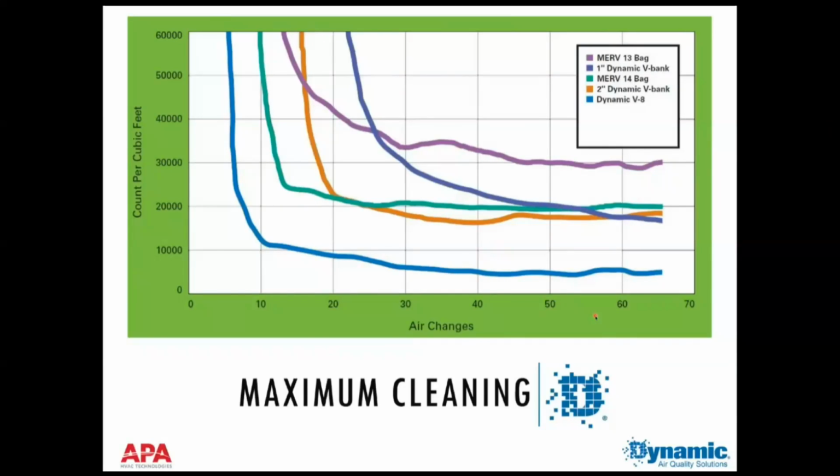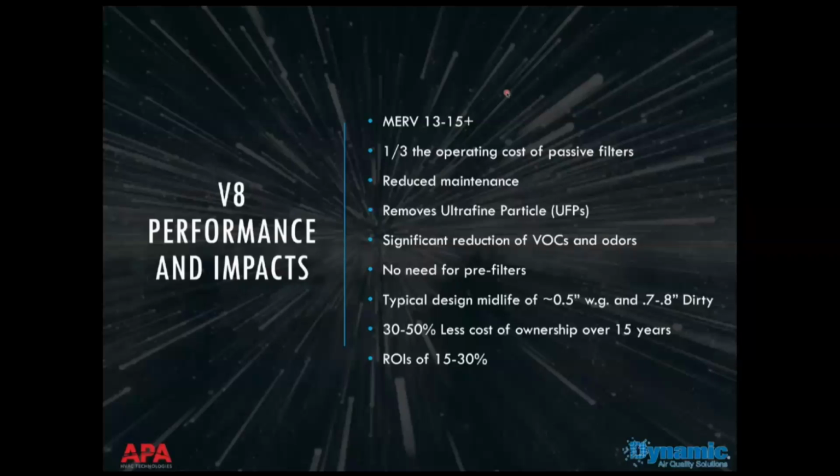So just recapping on that, with the V8, you're getting MERV 13 to better than 15 performance, typically a third the operating cost of a passive filter array. Reduced maintenance again, which a lot of people are interested in right now. Nobody wants to go change those filters.